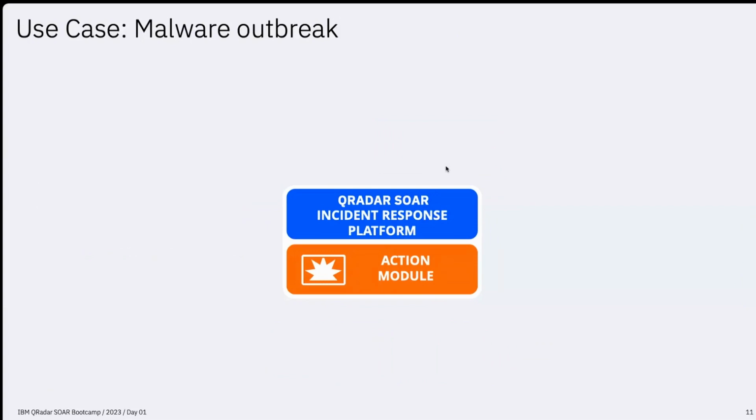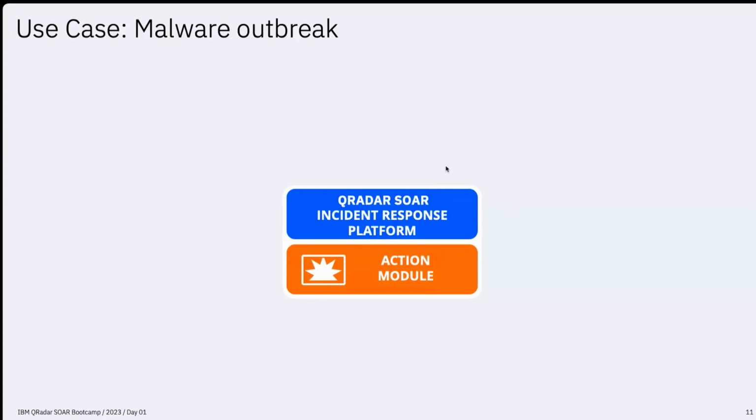Let's have a look at the use case malware outbreak. So what happens? Let's assume, in this example, that you're using QRadar SIEM. So basically QRadar SIEM, we call it QRadar, just QRadar. So you're using QRadar, and QRadar generates an offense, say, I detected a malware. What needs to be done?